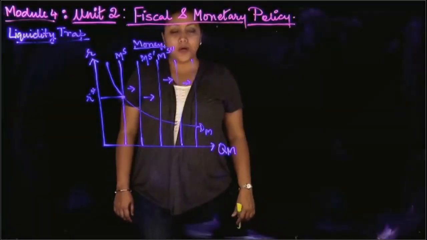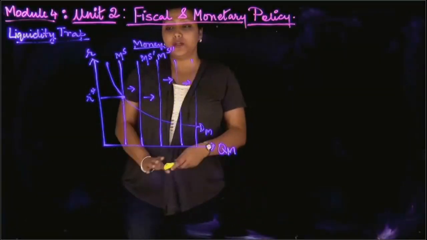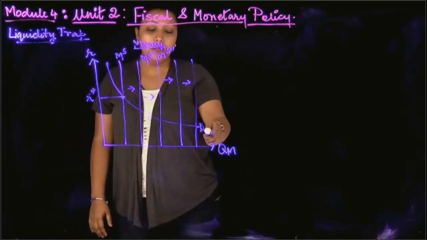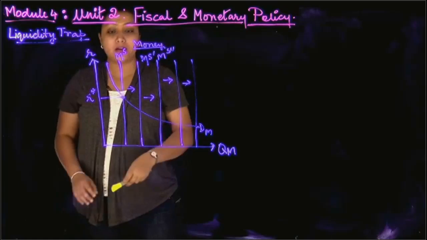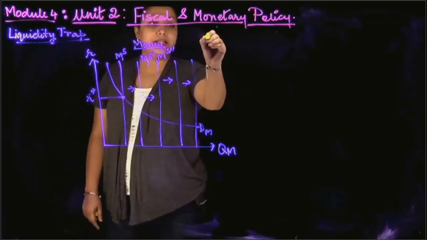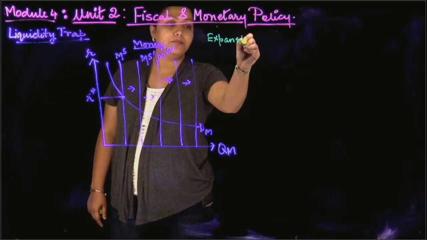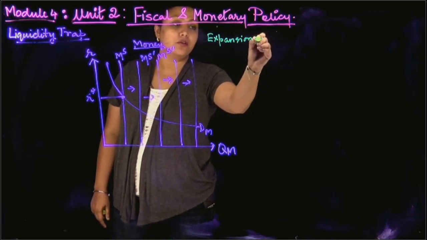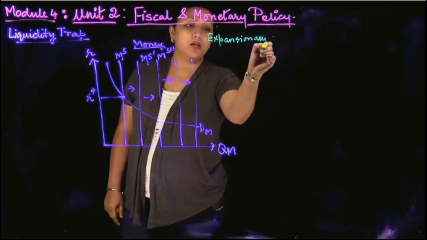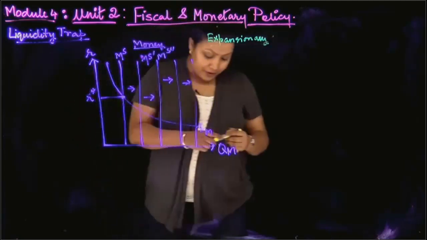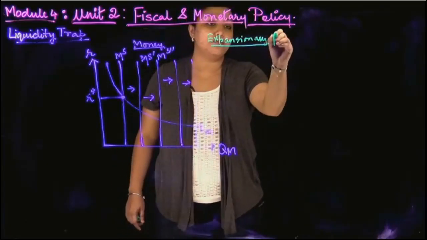Okay, so once again I have the diagram for the money market. You can see that this is the downward sloping demand curve for money. These are the vertical money supply curves. Now we know that in case of expansionary monetary policy, the money supply really has to increase. There has to be an increase in the supply of money.